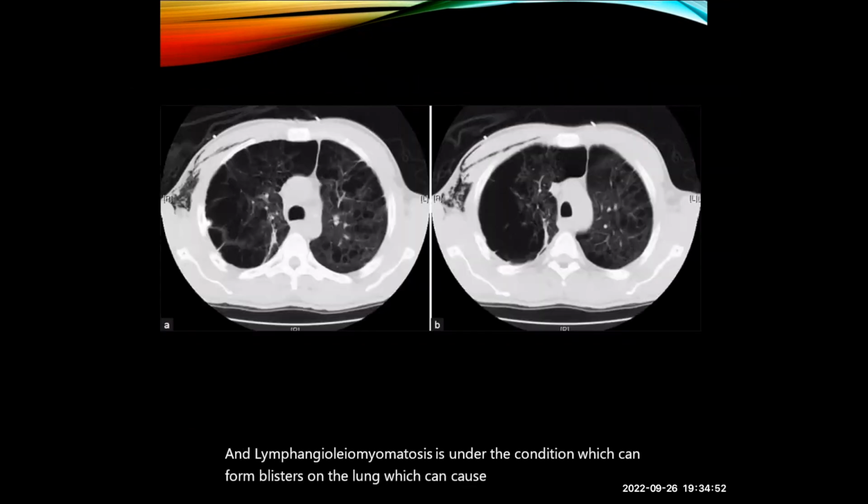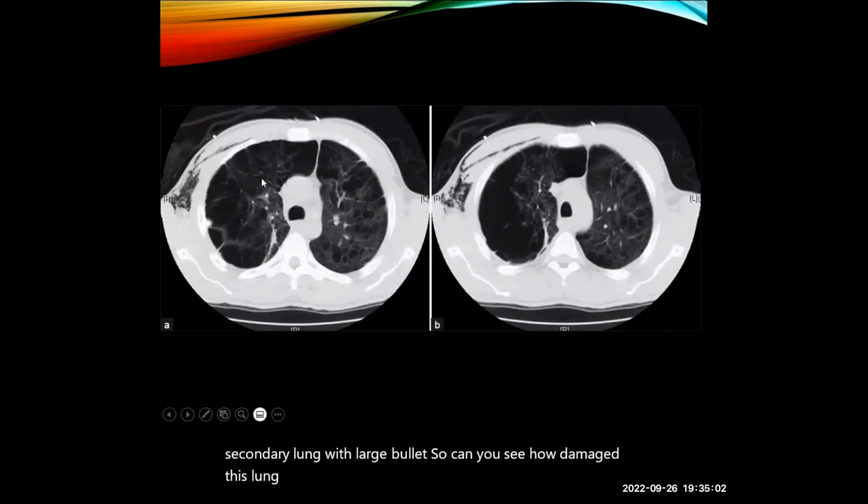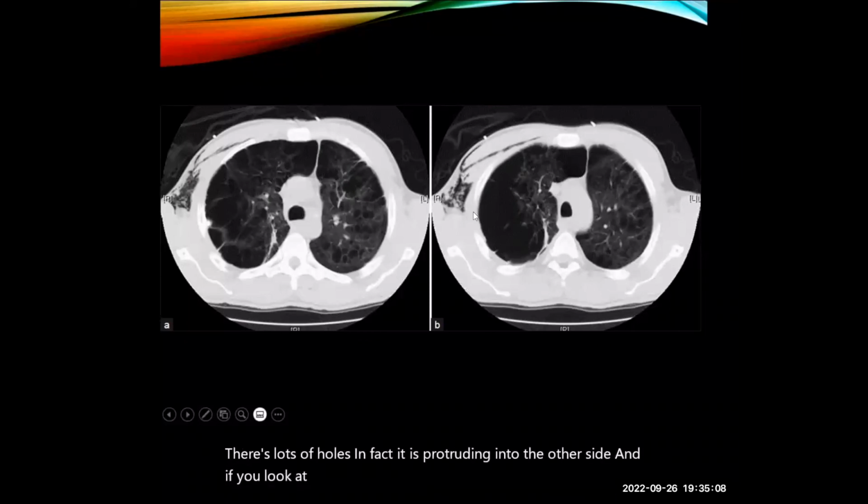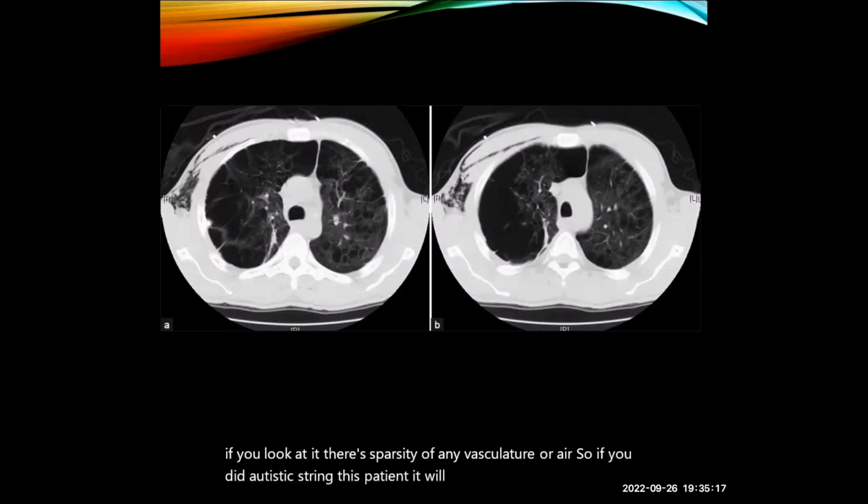So always beware that what you may think is pneumothorax could be a secondary lung with a large bulla. So can you see how damaged this lung is? With lots of holes, in fact, it is protruding into the other side. And if you look at it, there's paucity of any vasculature or air. So if you did a chest X-ray in this patient, it will give you the impression of a pneumothorax. And if you stick a drain there, you're causing havoc, not treating the patient.